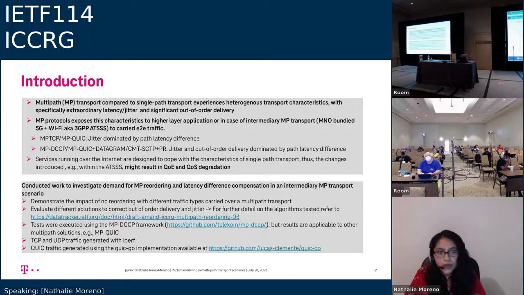And afterwards, we evaluate different solutions to correct this out of order delivery and this jitter. The explanation of these algorithms that are going to be shown here is also in this draft that I linked in the presentation. The tests that we executed were executed using the MPDCCP framework, but the results are also applicable to other multipath solutions like MPQuick. We generated TCP and UDP traffic using iPerf, and we also generated QUIC traffic using the quic-go implementation.